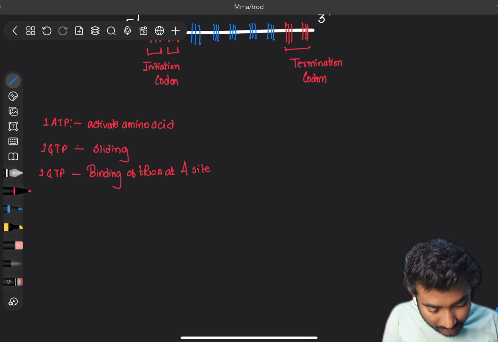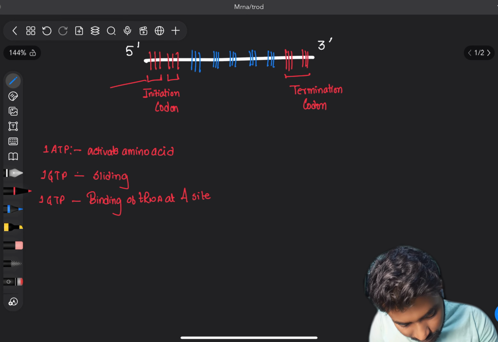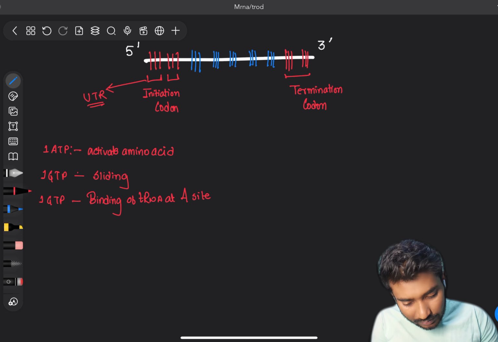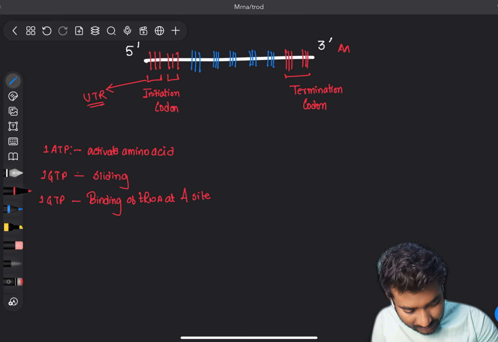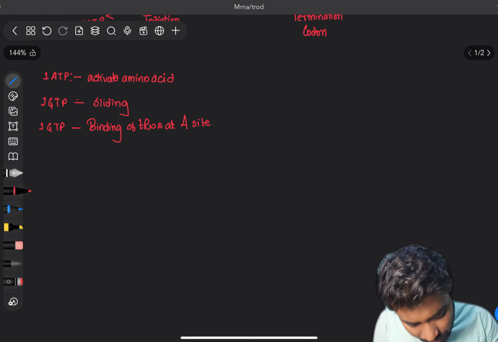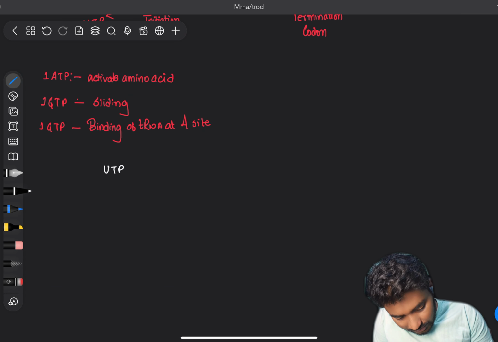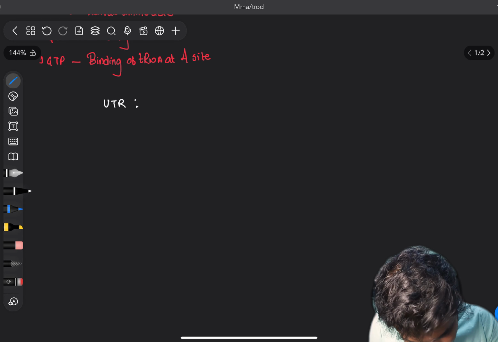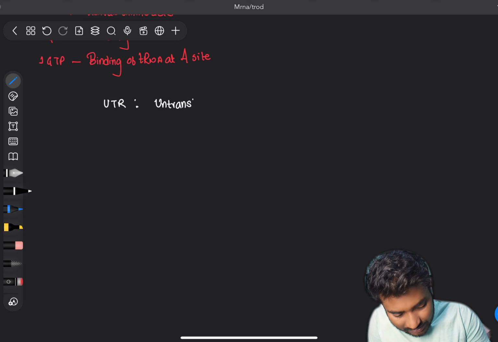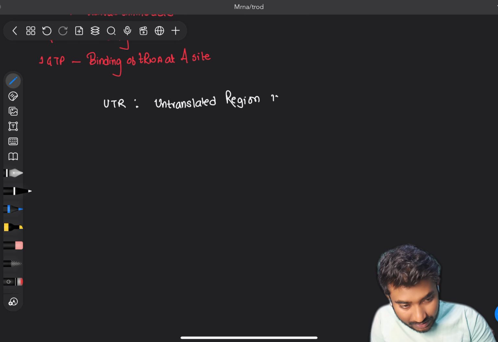Okay, so now this is the initiation codon, and now this one is the UTR. Now what happens? The question may arise, what is the UTR? So UTR is the untranslated region in mRNA.